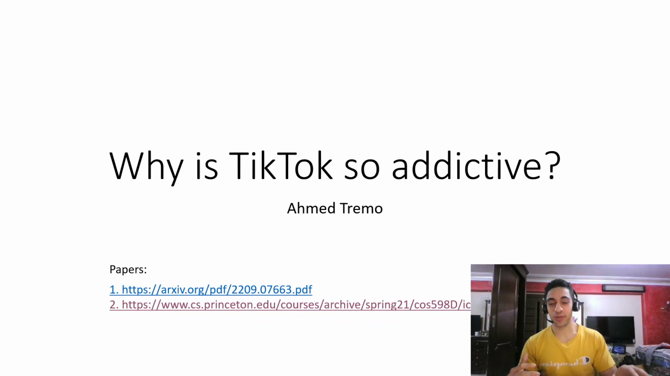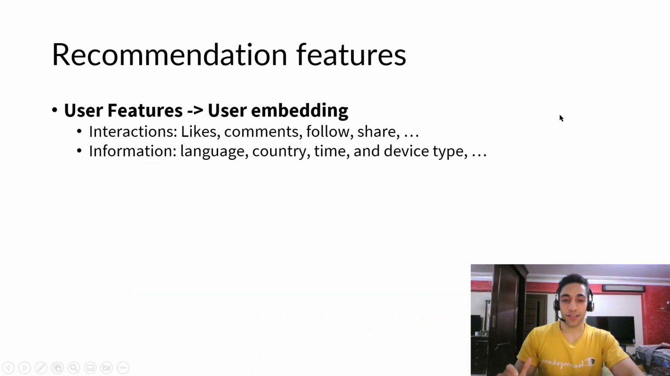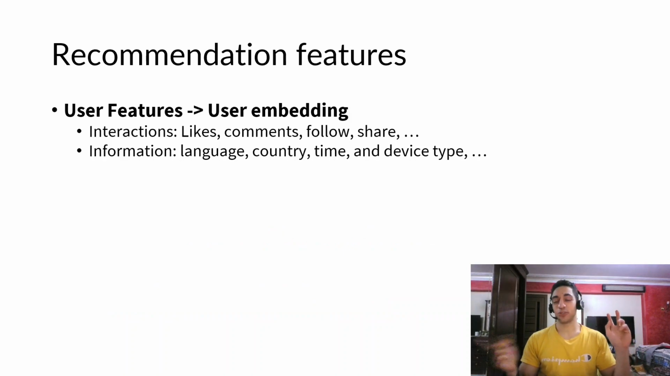I didn't find anything useful, so I googled and I found these two papers that were released by ByteDance, which is TikTok's parent company, and I will do my best in this video to try to explain what I researched. First, for any recommendation system, you will need to do two things, either collaborative filtering or content-based filtering, and most recommendation systems combine both.